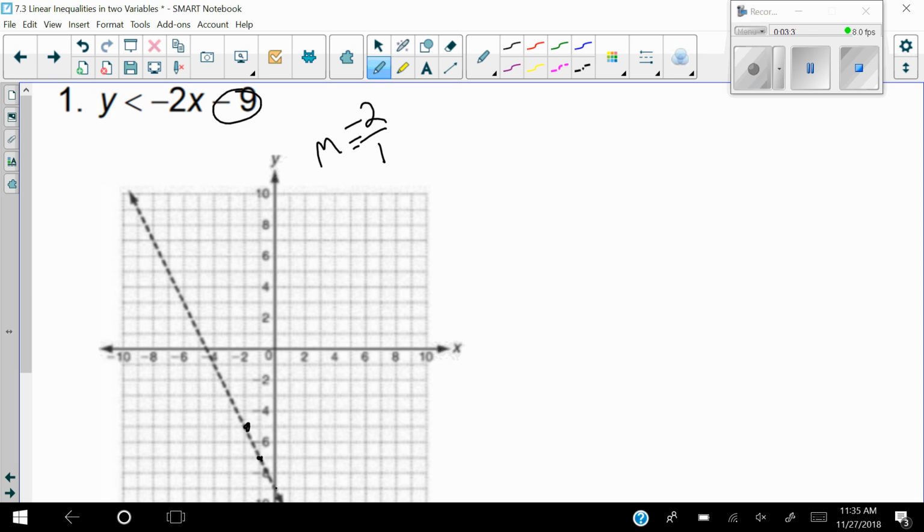Step three, we want to go through and tell if we shade above or below. Well, since it's less than, that means less means below. We're going to shade below.